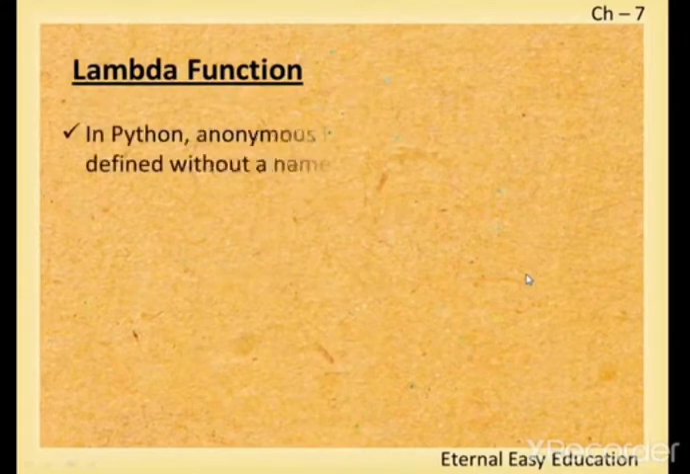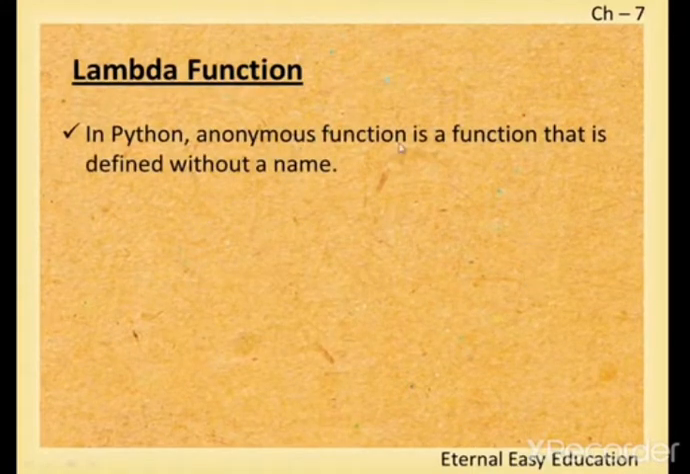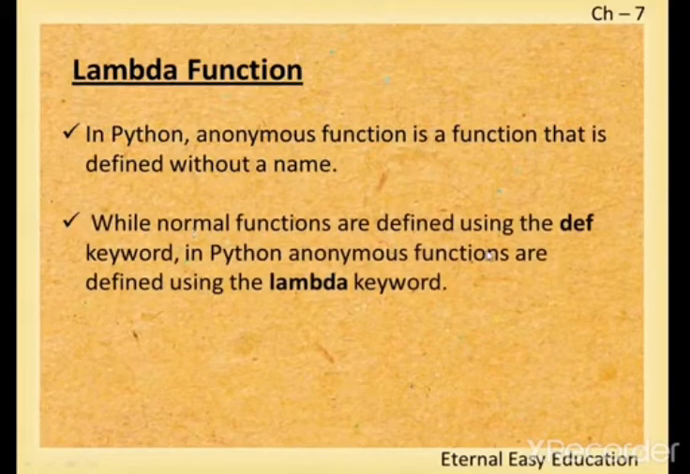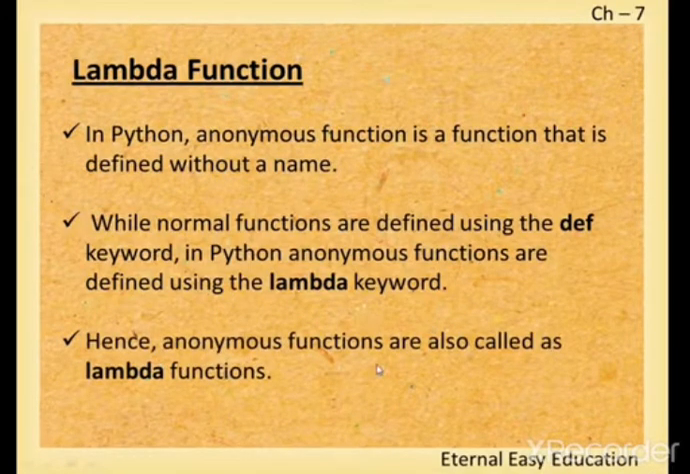What is lambda? In Python, an anonymous function is a function that is defined without a name. While normal functions are defined using the def keyword, in Python, anonymous functions are defined using the lambda keyword. Hence, anonymous functions are also called lambda functions. Let's see this with an example.